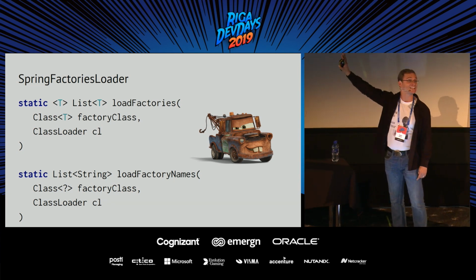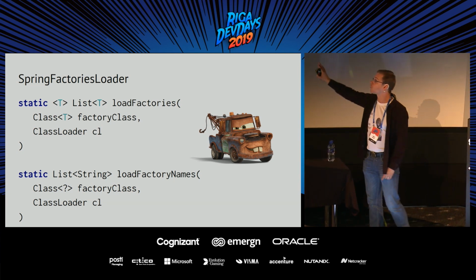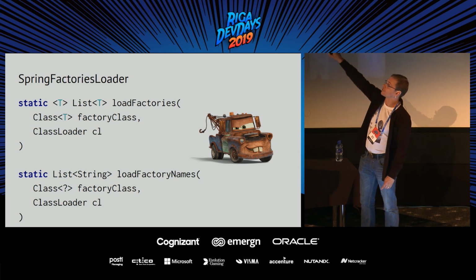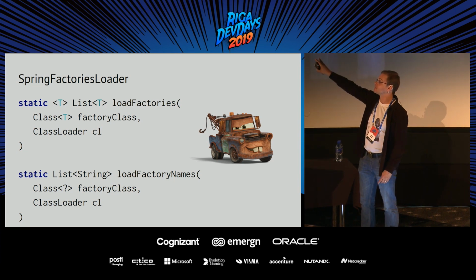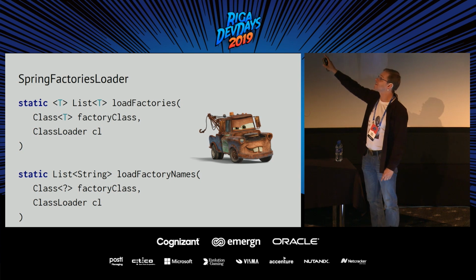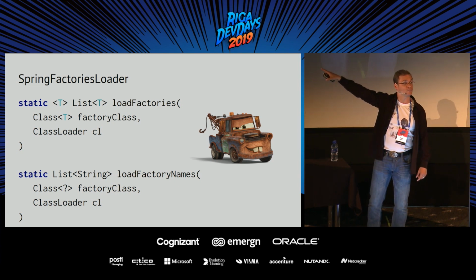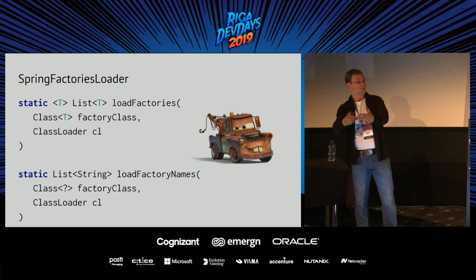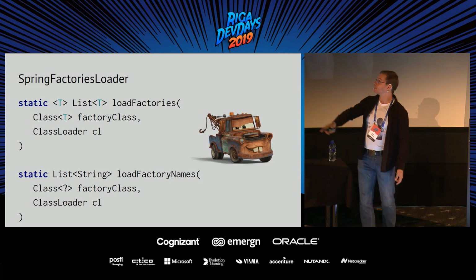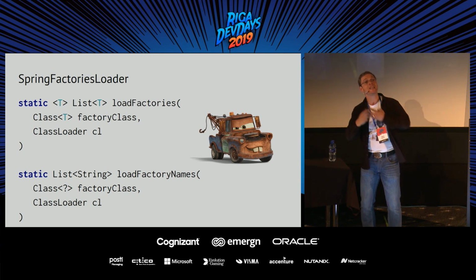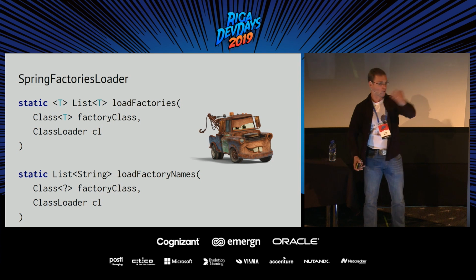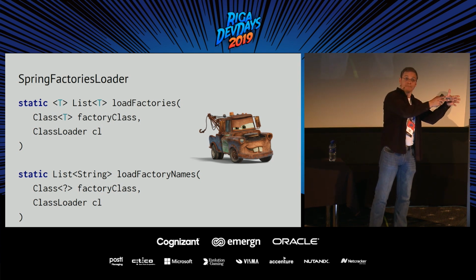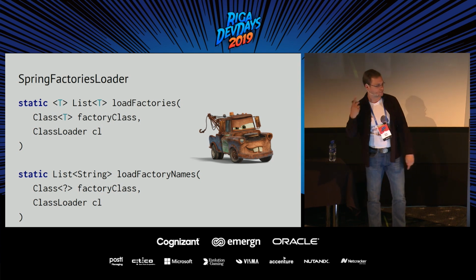It has several static methods. For example, you have a method called loadFactories or loadFactoryNames, and you just provide the name of the property, which is your class, for example EnableAutoConfiguration. And then this method will bring you a list of all properties with this name from all the jars, from all the Spring Factories.